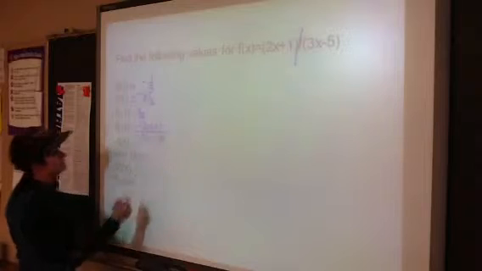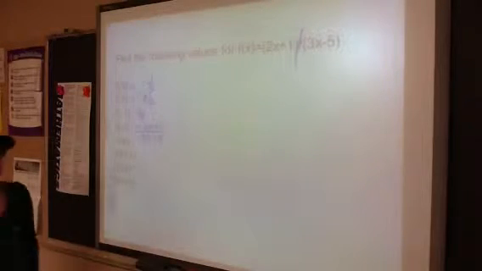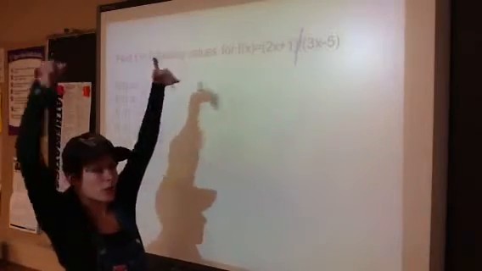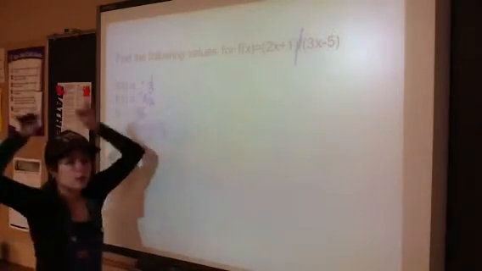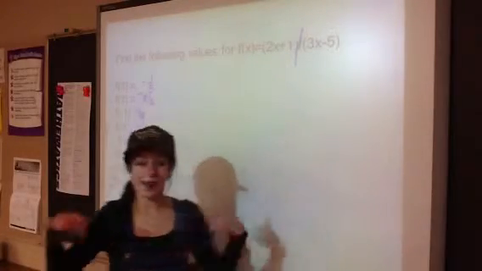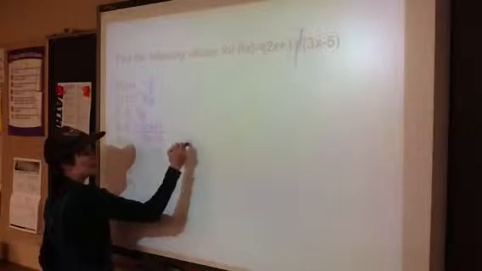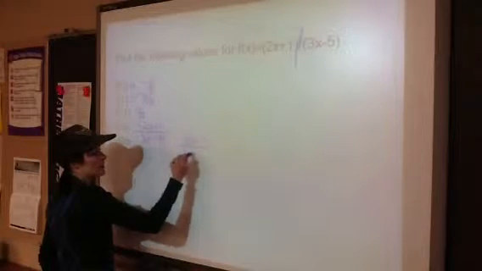If I multiply the whole thing by a negative 1, I either pick the top to multiply by a negative 1 or the bottom. Because if you multiply both of them by a negative 1, you're multiplying by negative 1 over negative 1, which is 1, not negative 1. So we multiply the top and get negative 2x minus 1 over 3x minus 5.